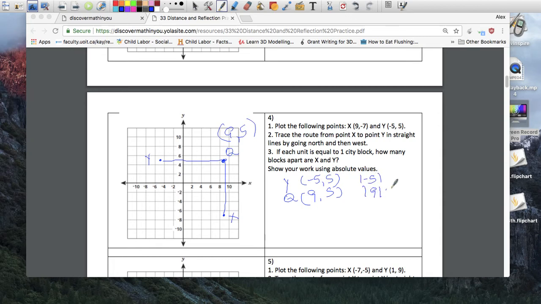Absolute value of 9. This is 5, and this is 9, this is 14. So this stretch right here is equal to 14. I'm going to change colors.